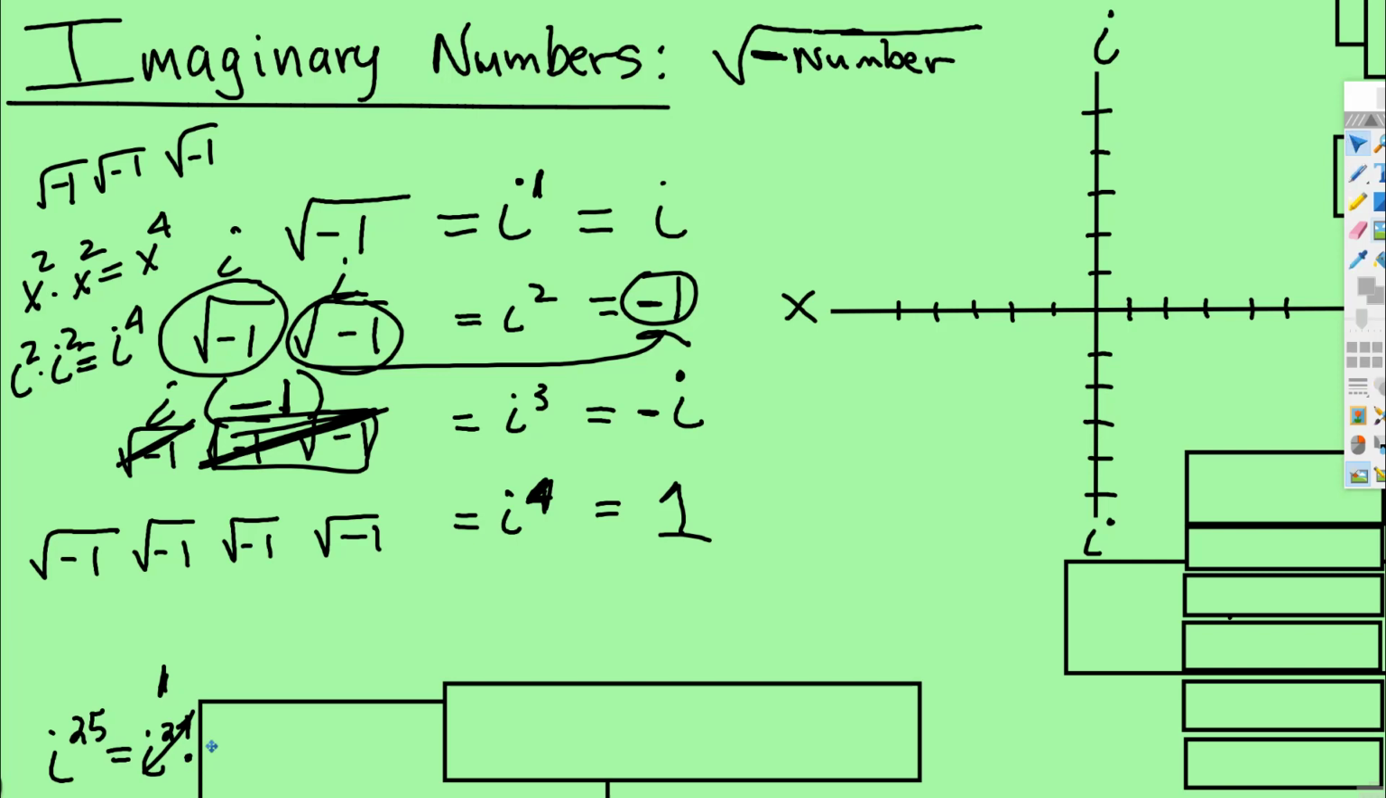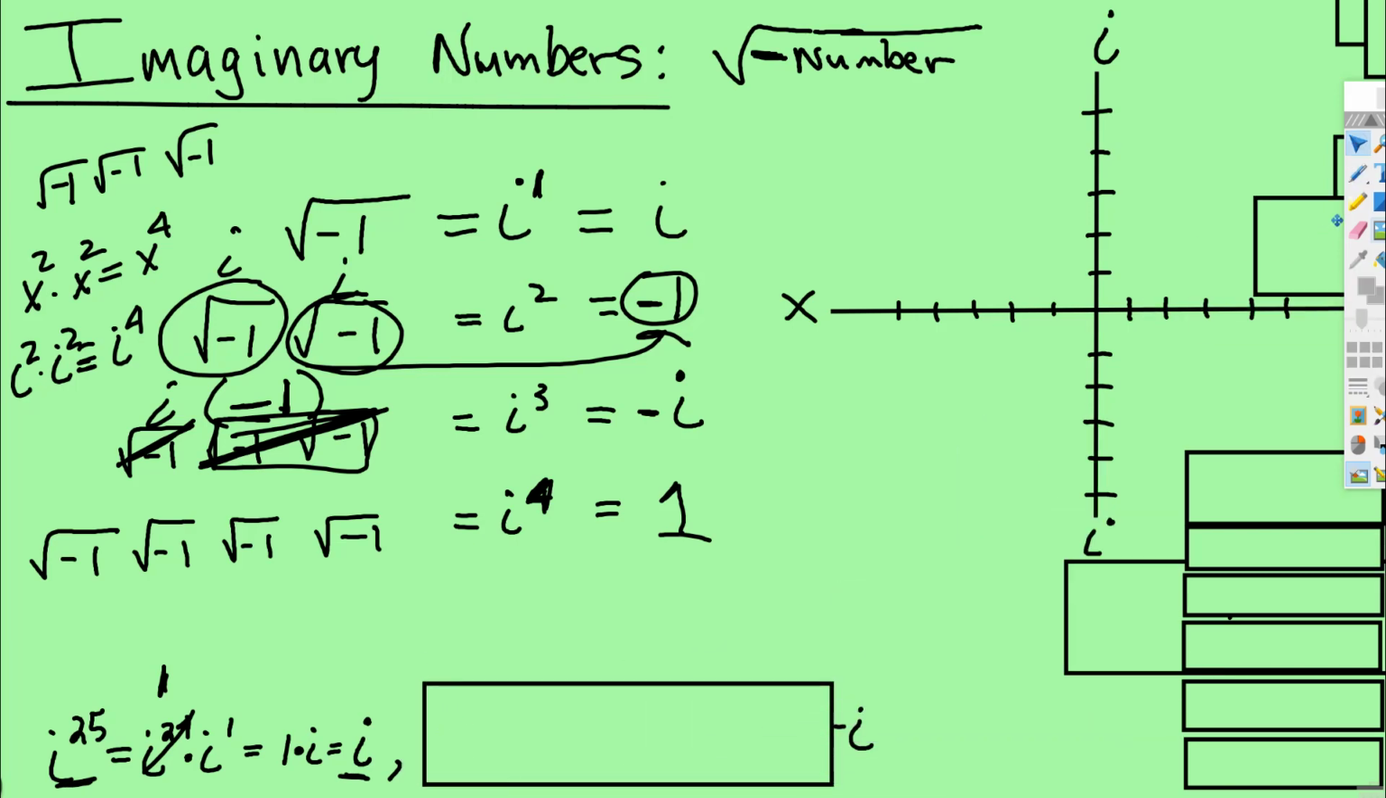And then i to the 24th times i to the 1st. Well, i to the 1st is just i. So 1 times i is i. So i to the 25th simplifies to i. All right.